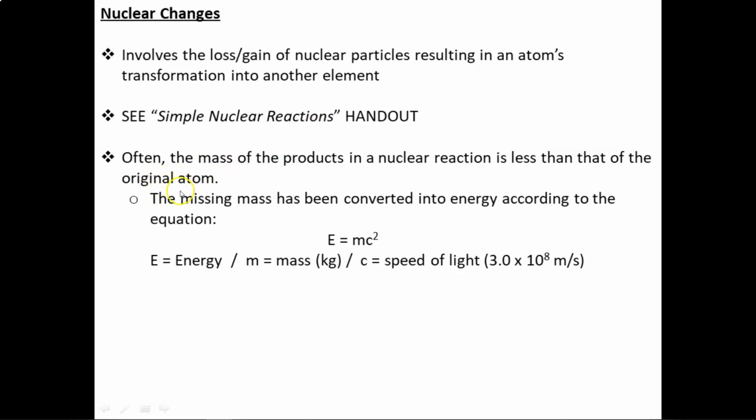But one thing to keep in mind is that quite often the mass of the products in a nuclear reaction is going to be less than that of the original atom. This is due to the lovely equation E equals mc squared, where the missing mass has been converted into energy according to Einstein's mass-energy equivalence formula.